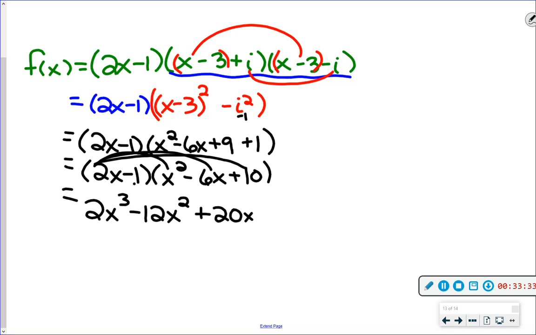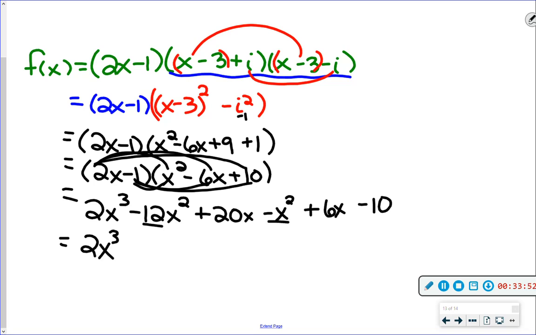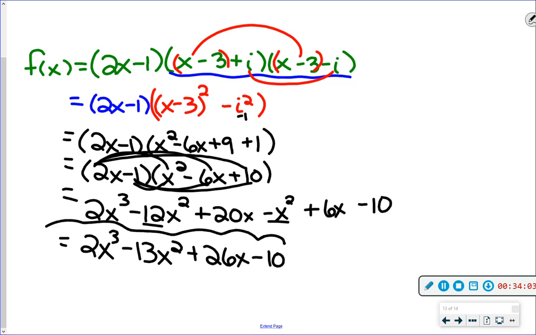Now I'm going to take negative 1 through. Minus x squared, plus 6x, and then minus 10. Okay, let's combine the like terms, put it in order, highest exponent to the lowest, how I like it. x cubed's the only cube we got. Now I'm looking at my squares. Minus 12 minus 1, negative 13. 20x plus 6x, let's go, 26. And negative 10, no like terms to combine with. Hanging in the bag.